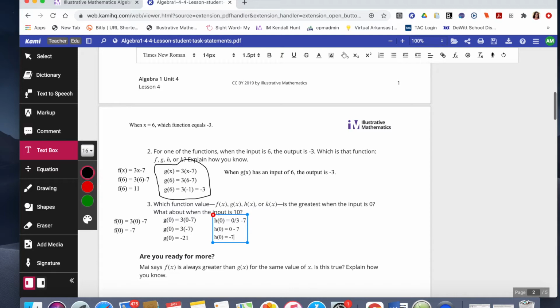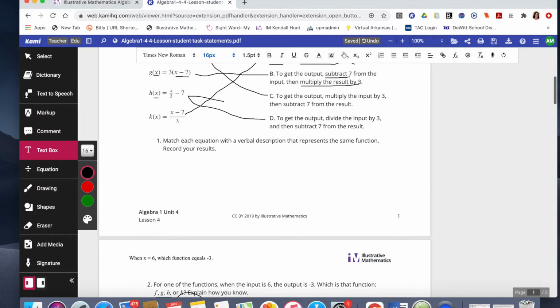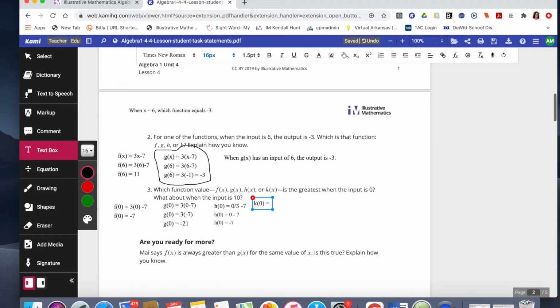So we've got one more for when we're evaluating when x is 0. So k of 0 equals x minus 7, and then all of that's divided by 3. So we're going to use parentheses. 0 minus 7, divide all of that by 3. So we have 0 minus 7 is negative 7 divided by 3. And this would be, I think it's negative 2.3 repeating. Yes, so this would be negative 2.333, and so on.